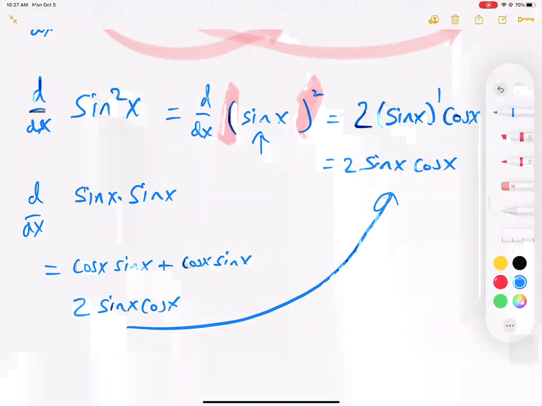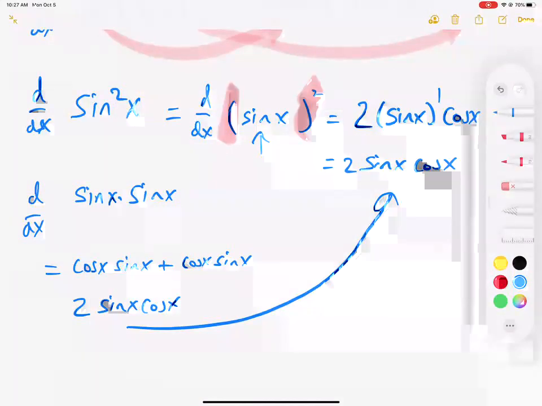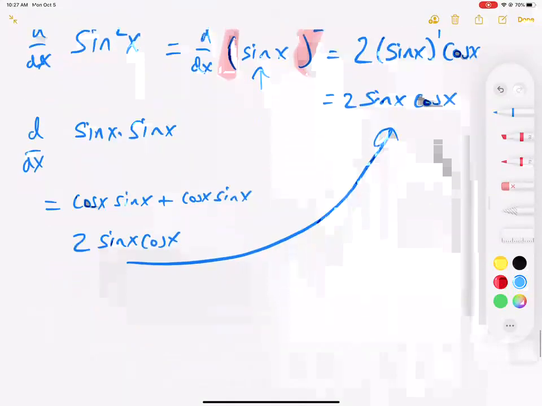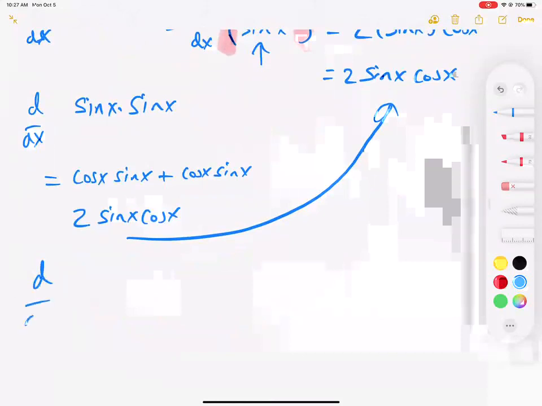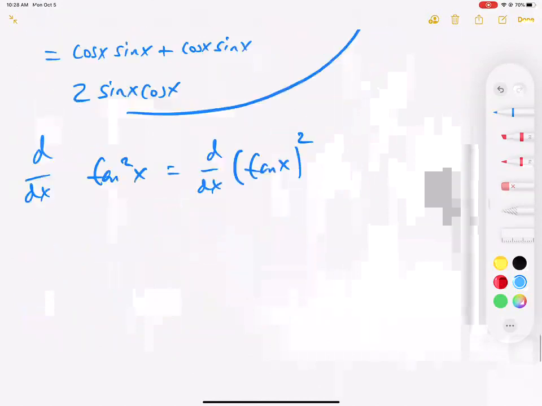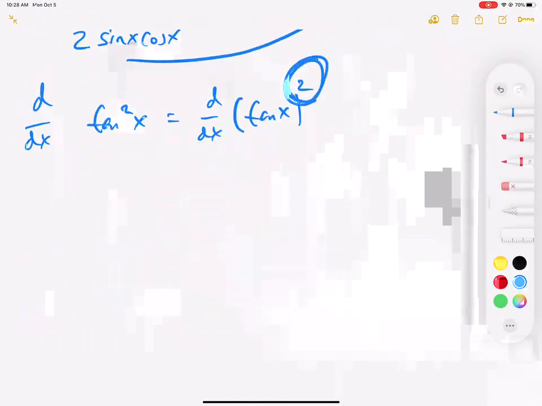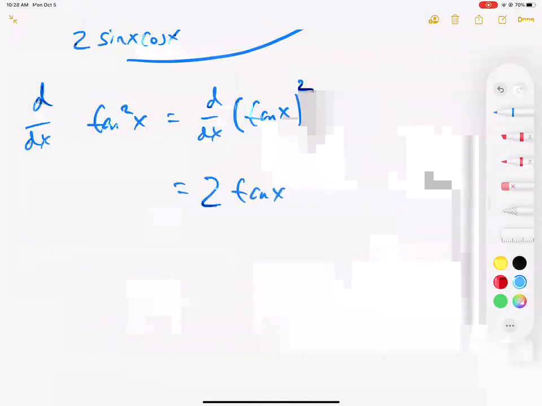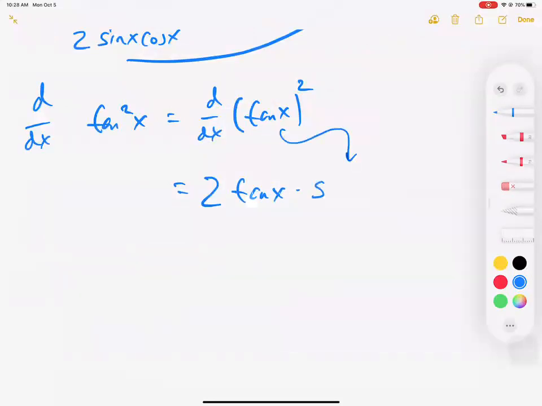Okay, let me pause. Yes, you can do that with tangent squared too. Real quick, derivative dx of tan squared x. This can be written as derivative dx of tan x, squared. So doing our chain rule, derivative of the outside first, which is a power rule. That's going to be 2 tangent of x to the 1 power, times the derivative of tangent inside, which is secant squared. So remember, peel off those onion layers one by one.